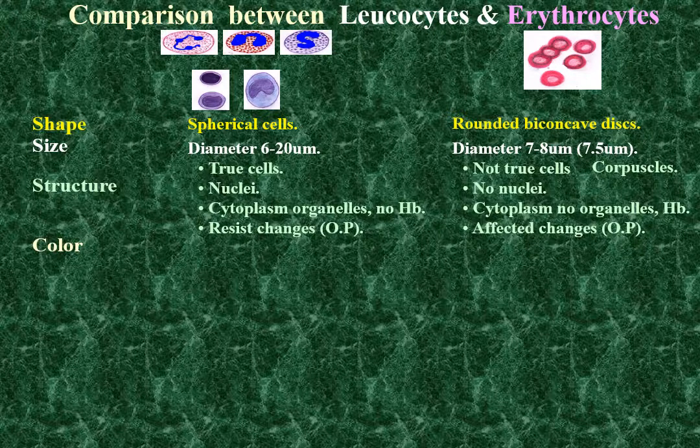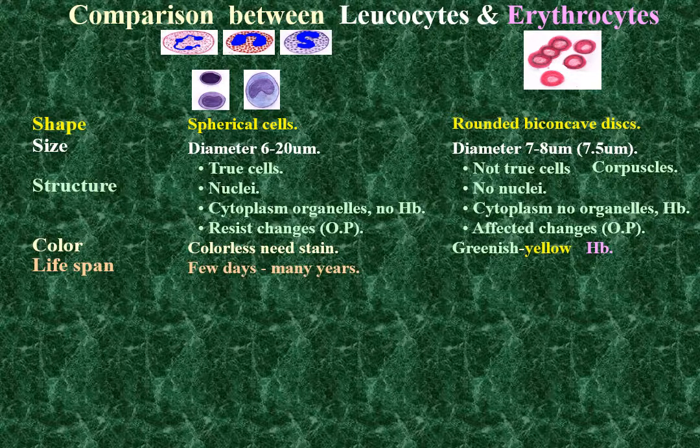Color: leukocytes are colorless, need to be stained. On the other hand, erythrocytes can be seen greenish yellow without any stain due to the presence of hemoglobin. Lifespan: leukocytes' lifespan varies from few days to many years according to the type of leukocytes. On the other hand, erythrocytes' lifespan is about 120 days. There is only one type of erythrocytes.